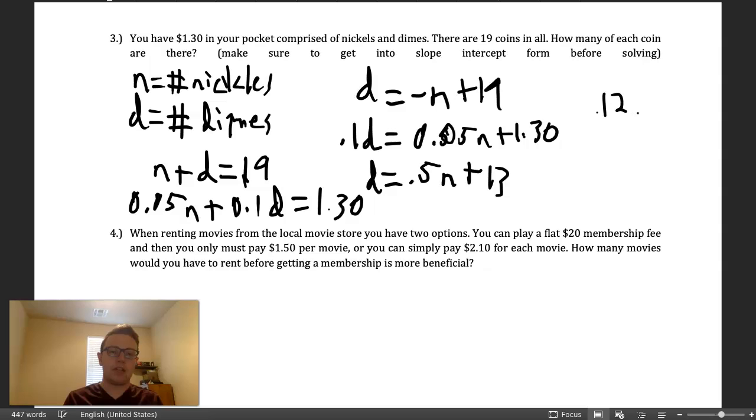We have 12 nickels and 7 dimes. Now we have 2 more questions here. I want you to go ahead and try those. Make sure you understand this, and then you can go on to your homework.